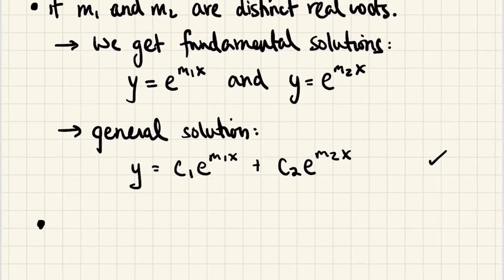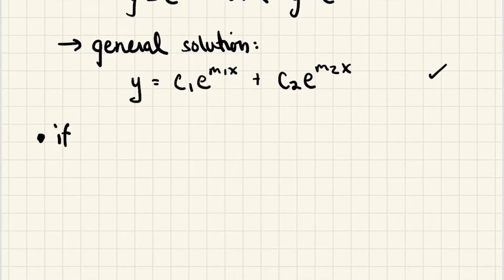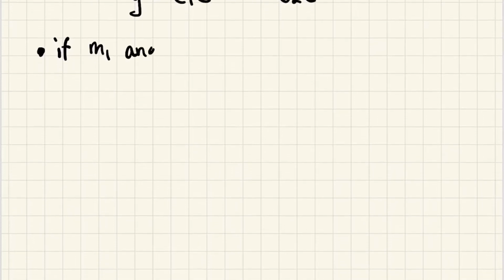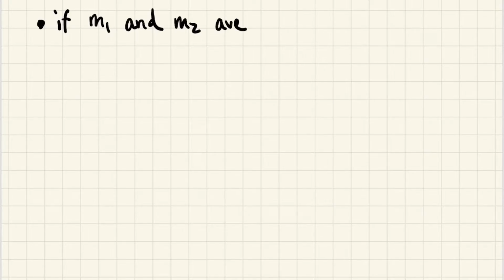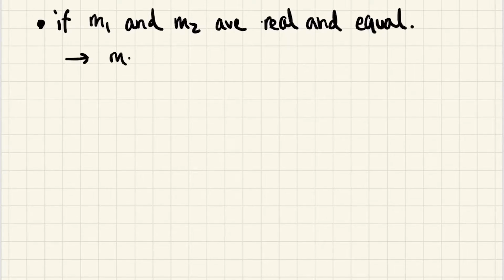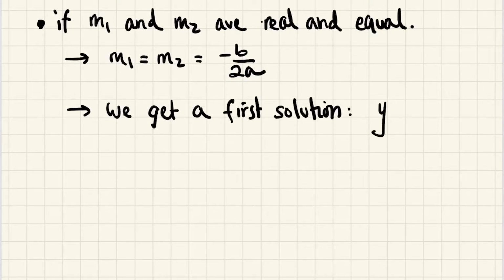Okay, so what if m1 equals m2? So if m1 and m2 are real and equal, then note we have m1 equaling m2, and they're both equal to negative b over 2a, because the entire radical portion of the quadratic formula is equal to 0 in this case. So we get, of course, one solution. We'll call it y equals e to the m1x. Now let's call that y1.